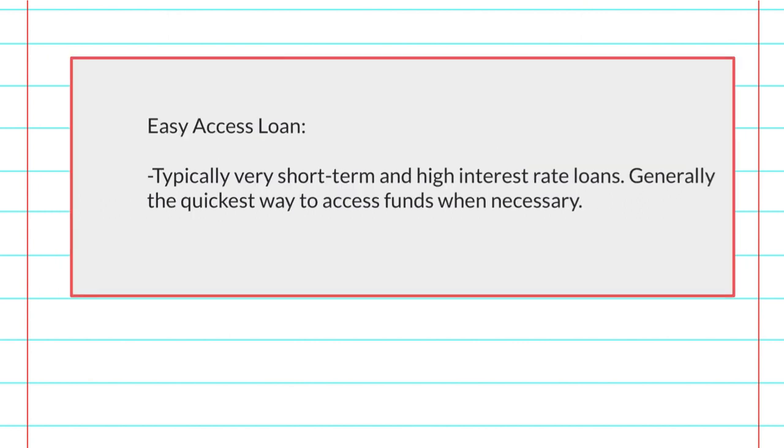And the last one we're going to go over is easy access loans. These typically have a very short term and high interest rate loans. So they're generally the quickest way to access funds when necessary.